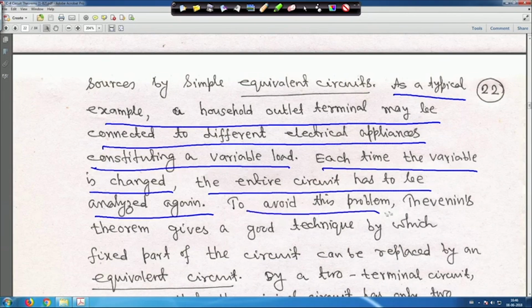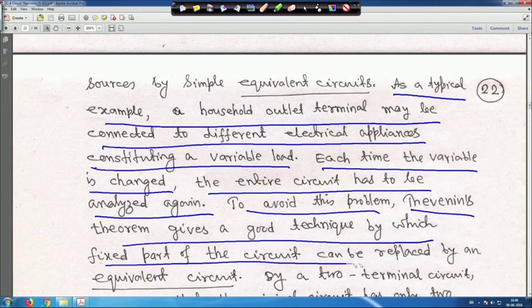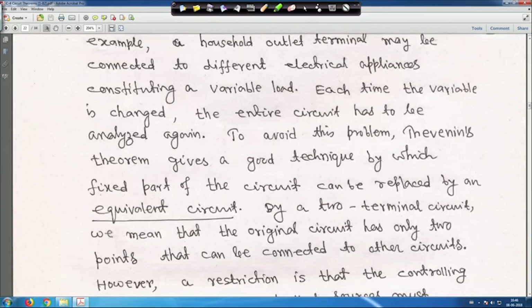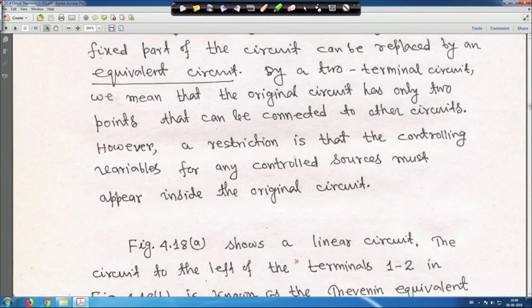To avoid this problem, Thevenin's theorem gives a good technique by which the fixed part of the circuit can be replaced by an equivalent circuit. This is Thevenin's theorem. By a two-terminal circuit, we mean that the original circuit has only two points that can be connected to other circuits. However, a restriction is that the controlling variables for any controlled sources must appear inside the original circuit.